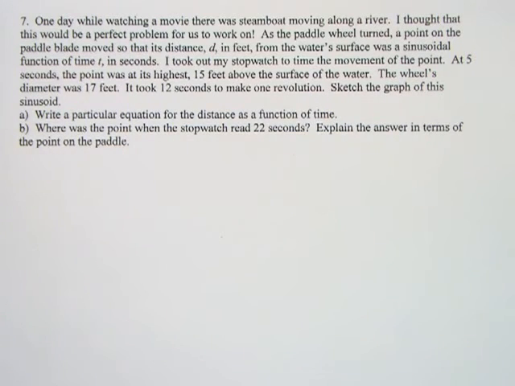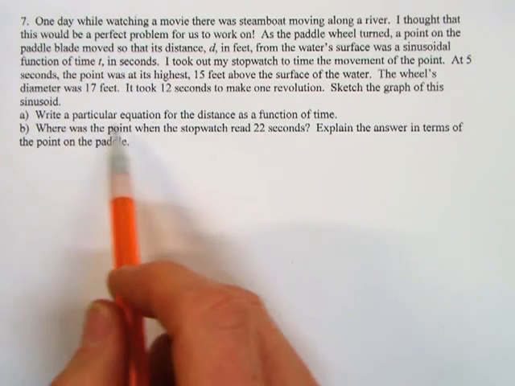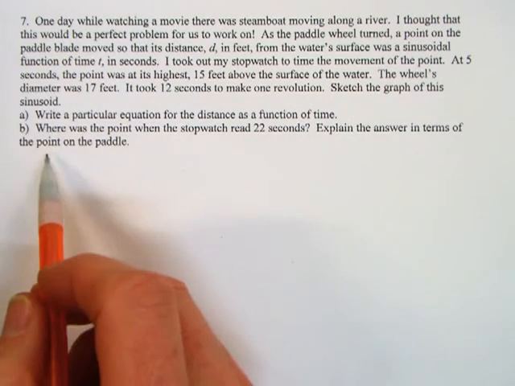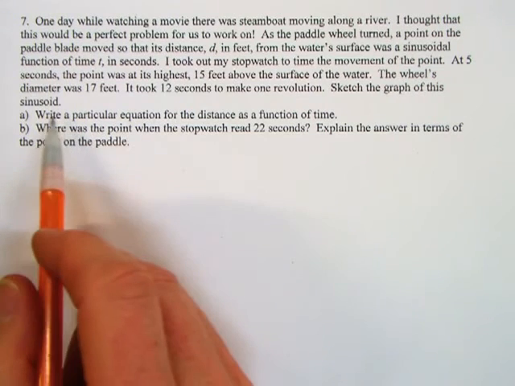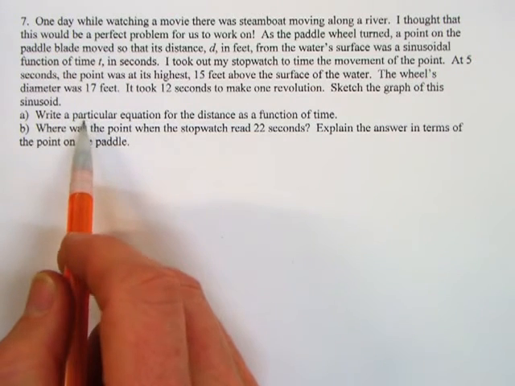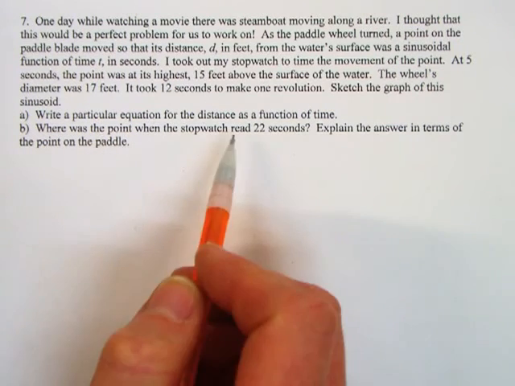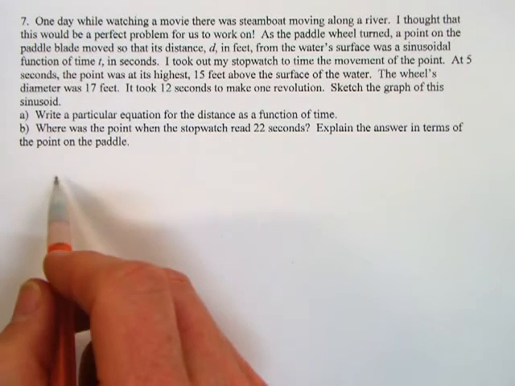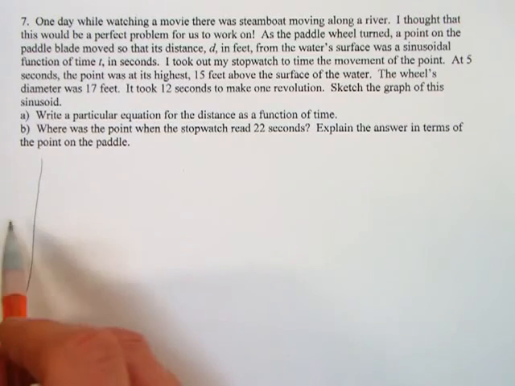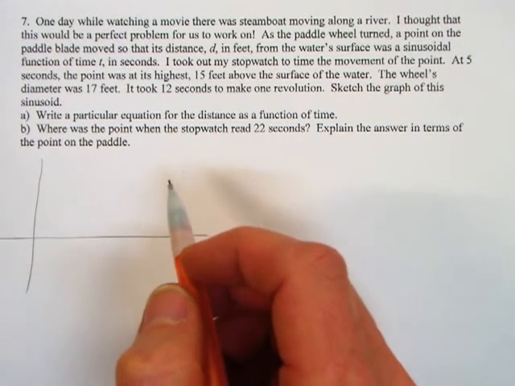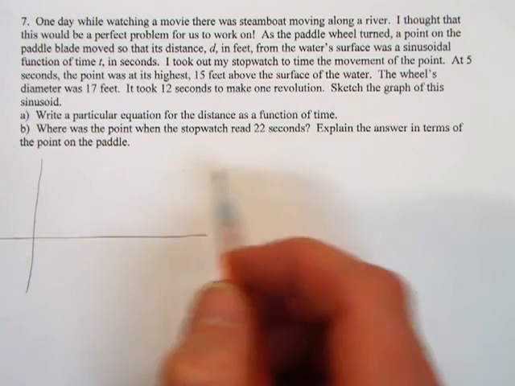So, we have this problem here, and what we're going to do is write a particular equation for it. Now, I specifically told you sketch the graph of it. It's important to do that to help us to get this information. And then, after we have the equation, we're going to find where the point is at time 22 seconds. So I'm going to set up an XY axis, and ask what information I know. Let's just start labeling what I know.